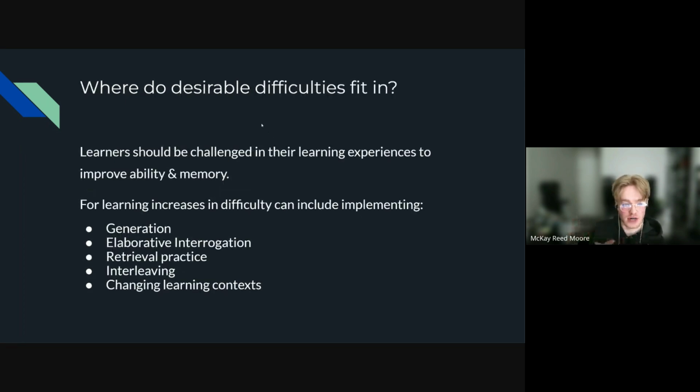So in this learning context, where do we place desirable difficulties? How do we engage in the material we learn in a beneficial way, such that it positively affects our outcome? I'm going to give just 5 ideas within the psychological literature that can help you engage in desirable difficulties when you're learning. These are generation, elaborative interrogation, retrieval practice, interleaving, and changing learning contexts.